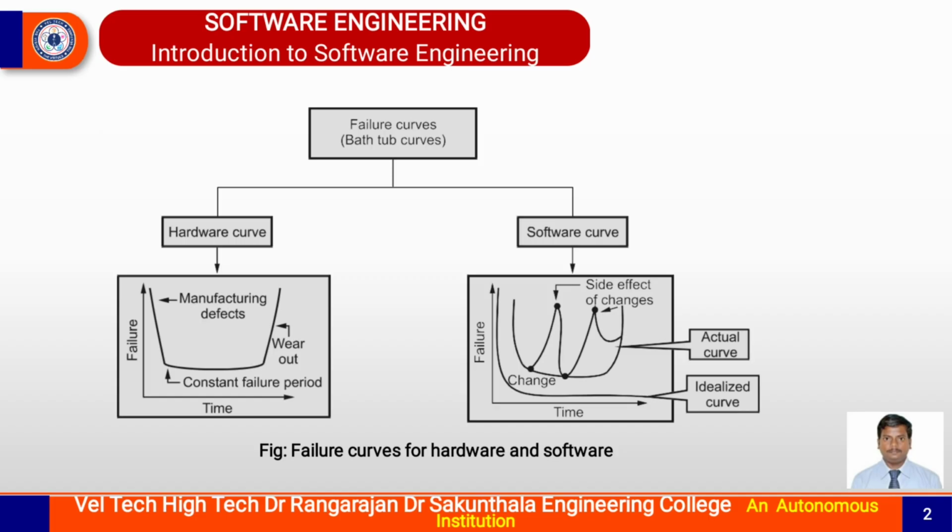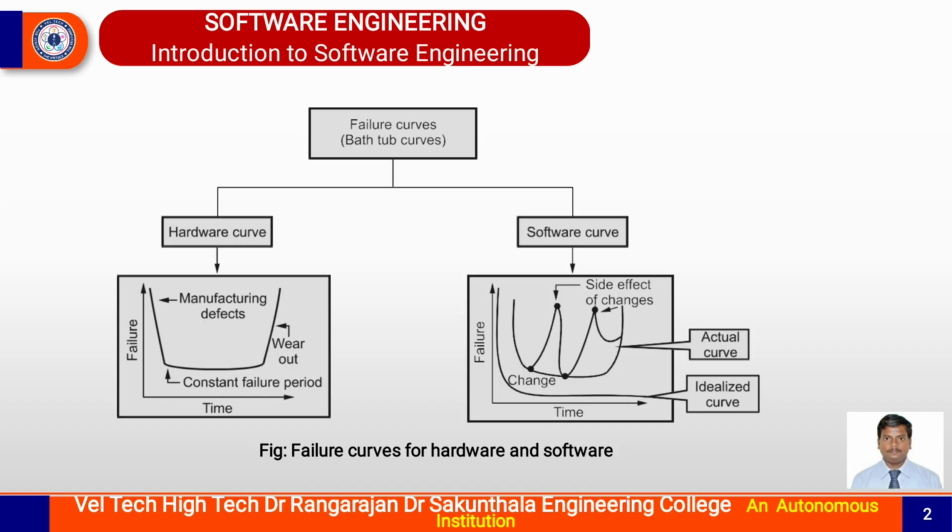Now we have two different curves: the hardware curve and the software curve, where the failure curves of hardware and software depend on failure and time. In the hardware curve you can see there is wear out. Wear out means the hardware is manufactured with some defects, and we have different wear outs where a constant failure period is there. If there is a constant failure period, then the hardware will wear out.